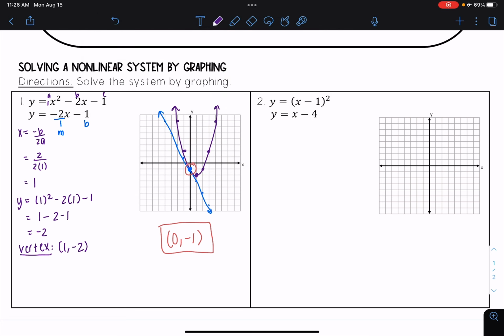Here I have y equals x minus 1 squared, and I have y equals x minus 4. I see this x minus 1 squared, that is already in vertex form, where my k is just going to be 0. So that means that my vertex is 1, 0. So I'm going to plot that. And then my a again is just equal to 1, so I can follow that 1, 3, 5 rule. So I'm going to go up 1 to the right 1, then up 3, and then up 5.